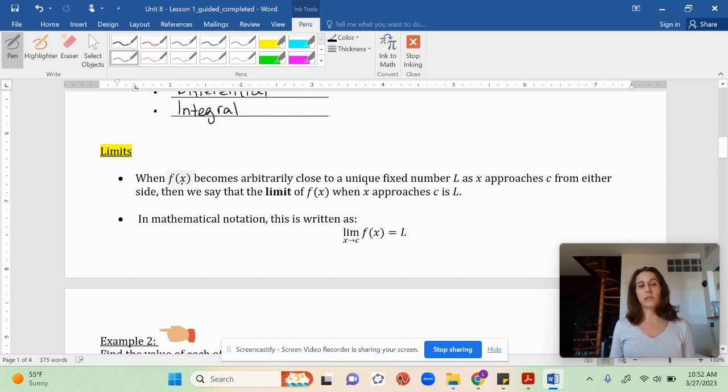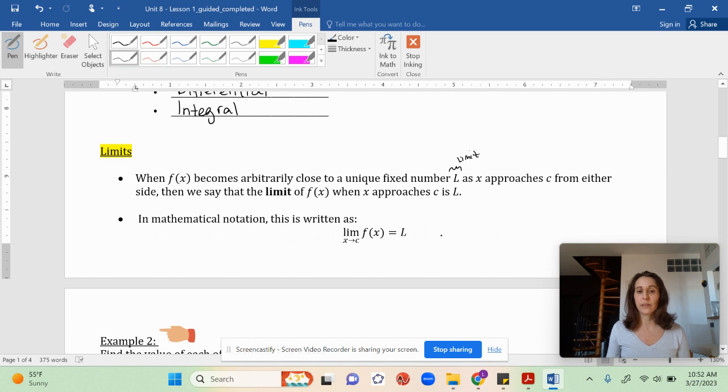And so our definition of a limit is when a function becomes arbitrarily close, very close to a unique fixed number, L, which is the limit. L is the limit. As your x approaches a specific value or approaches something from either side of that function, then we can say that the limit as x approaches that value is L.